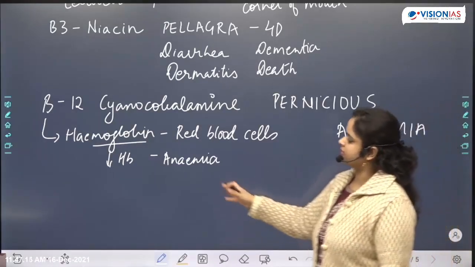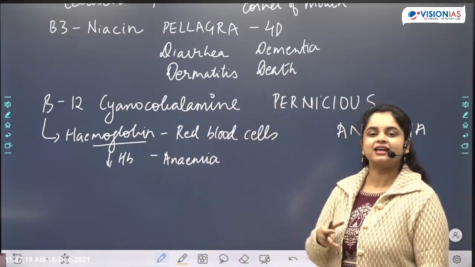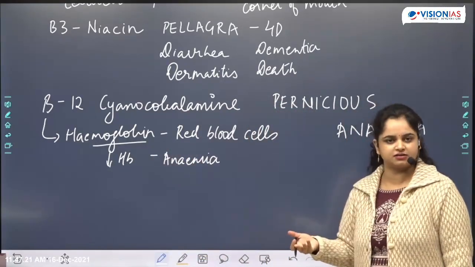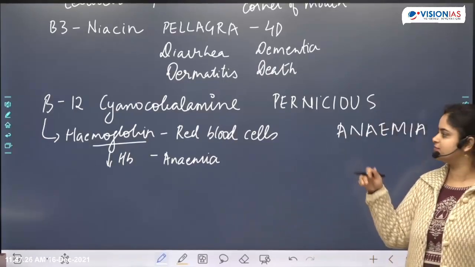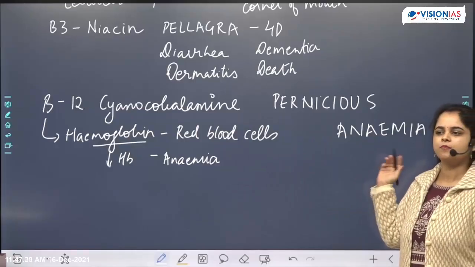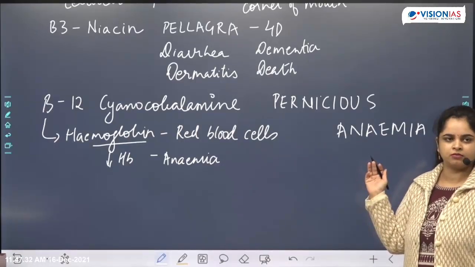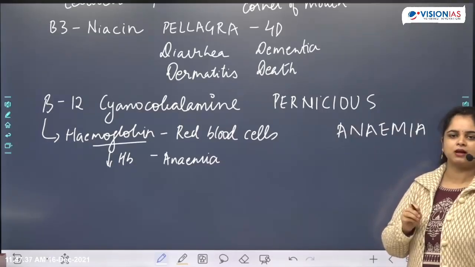Now anemia is the generalized term for whenever hemoglobin is less, and that can happen for many different reasons. Less hemoglobin in the body. If the reason for less hemoglobin is B12, that has a specific name called pernicious anemia. Okay, pernicious anemia, deficiency of cyanocobalamin.